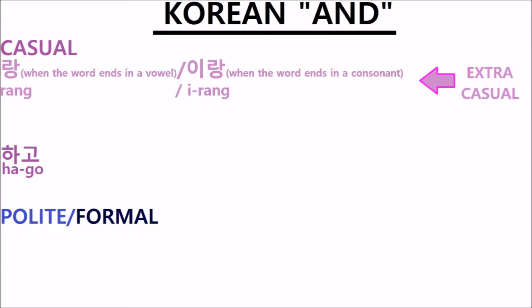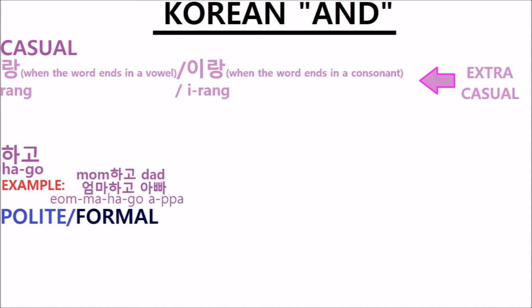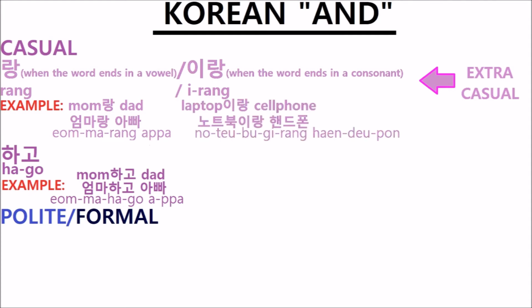For example, mom and dad. Mom 하고 dad. 엄마하고 아빠. Mom 랑 dad. 엄마랑 아빠. And here's an example with a word that ends in a consonant. Laptop and cell phone. Notebook이랑 핸드폰.